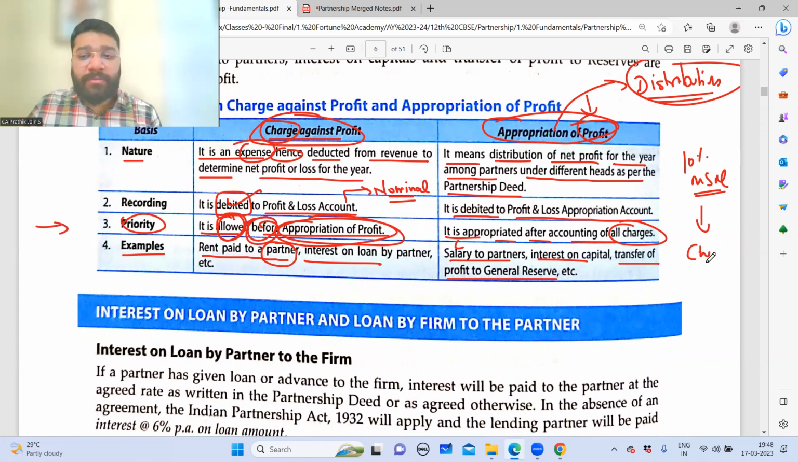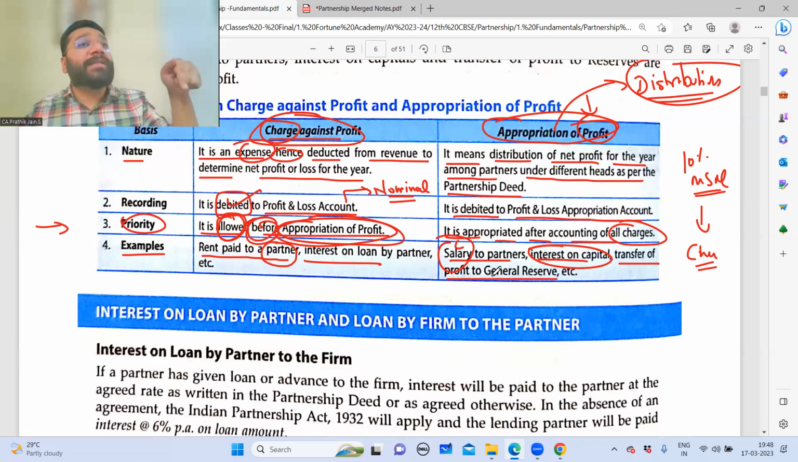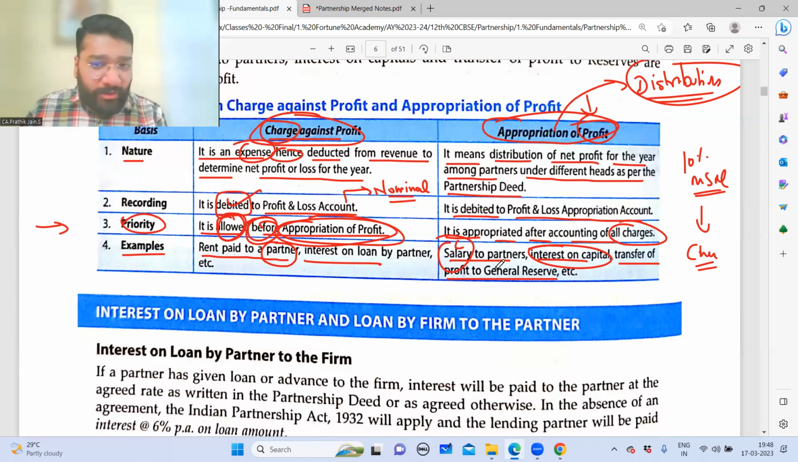This becomes a charge. We'll be discussing this in future, but I'm telling you now since she asked the point. Salary, commission, interest on capital: if agreed in the partnership deed, you can treat it as a charge. If they agree that salary, commission, or interest on capital has to be paid no matter the profit or loss, then that becomes a charge to be recorded in the P&L. There are a few questions coming up on this in the future. So if you specifically agree that an item of appropriation is to be treated as a charge, then it has to be treated as a charge. But if nothing is agreed, then those items are treated as appropriation.